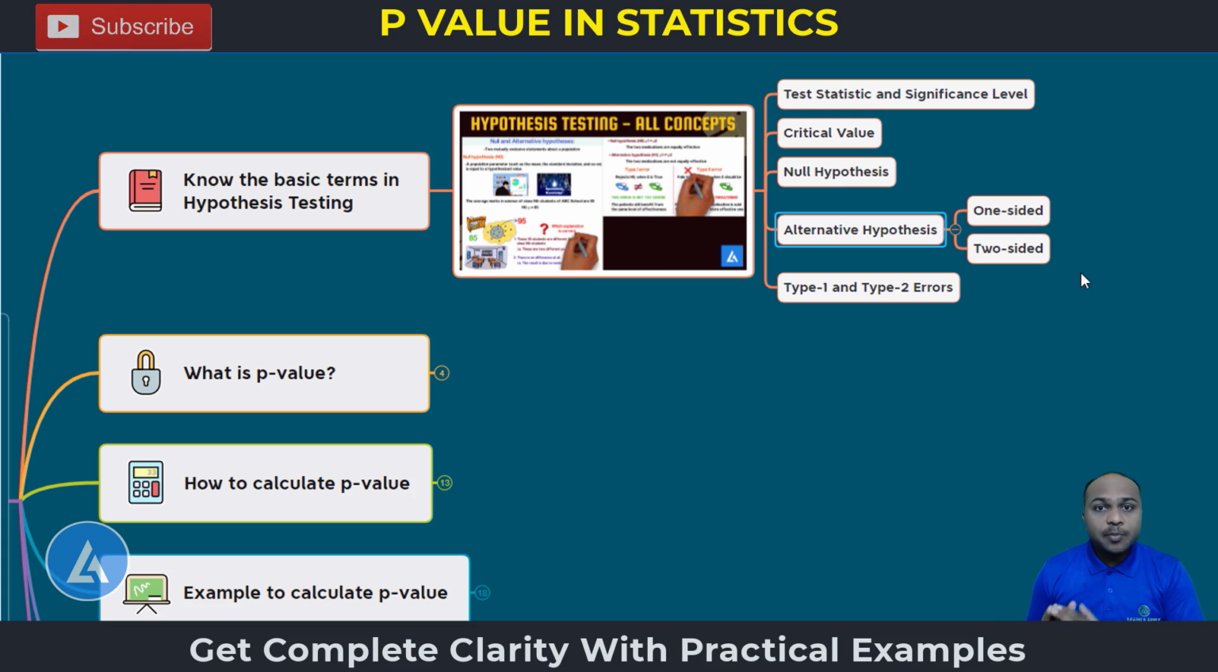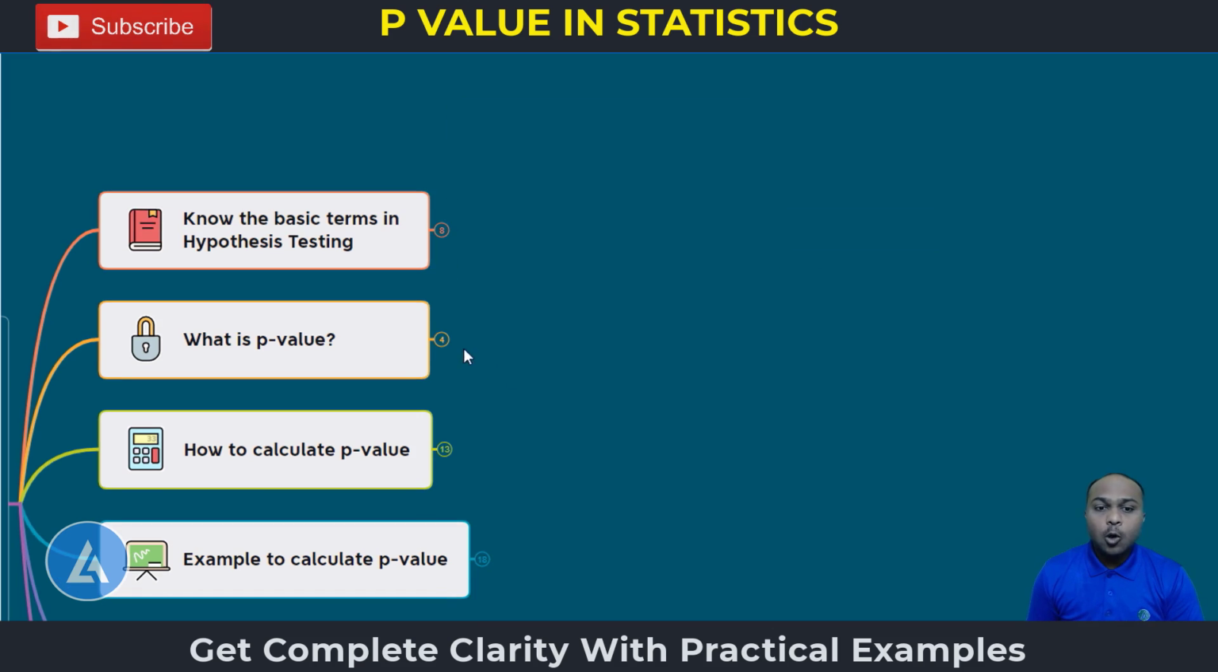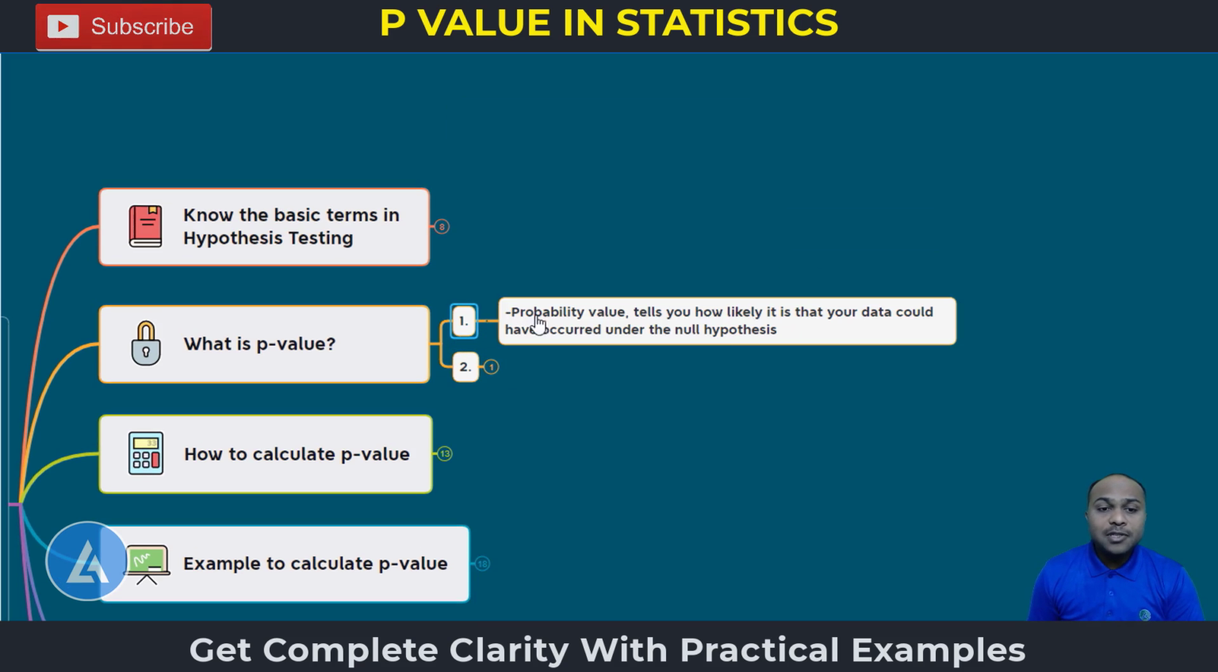After understanding these basic concepts from hypothesis testing, we need to understand what is meant by the p-value. What is p-value? P-value is nothing but the value of probability. And what is that probability value? It tells you how likely it is that your data could have occurred under the null hypothesis. That means we are going to understand what is the evidence supporting the null hypothesis. You will get more clarity about it once we go through the example.